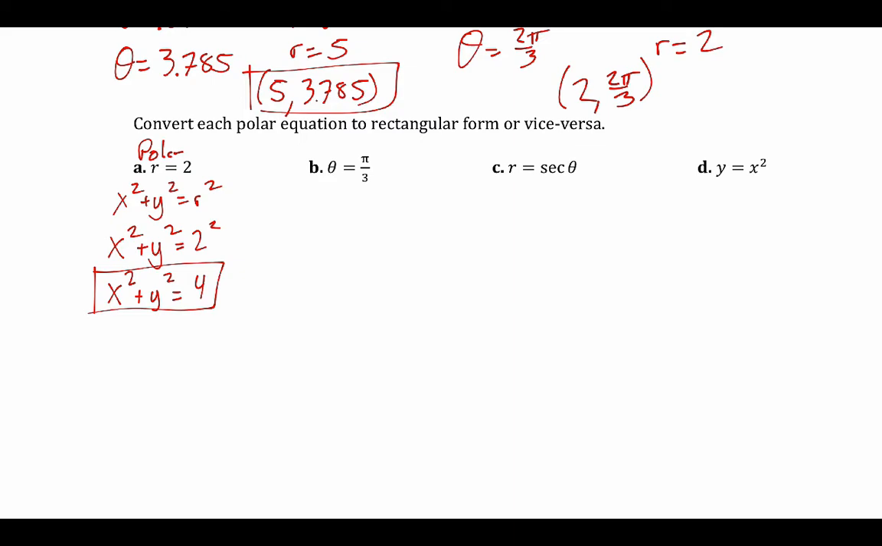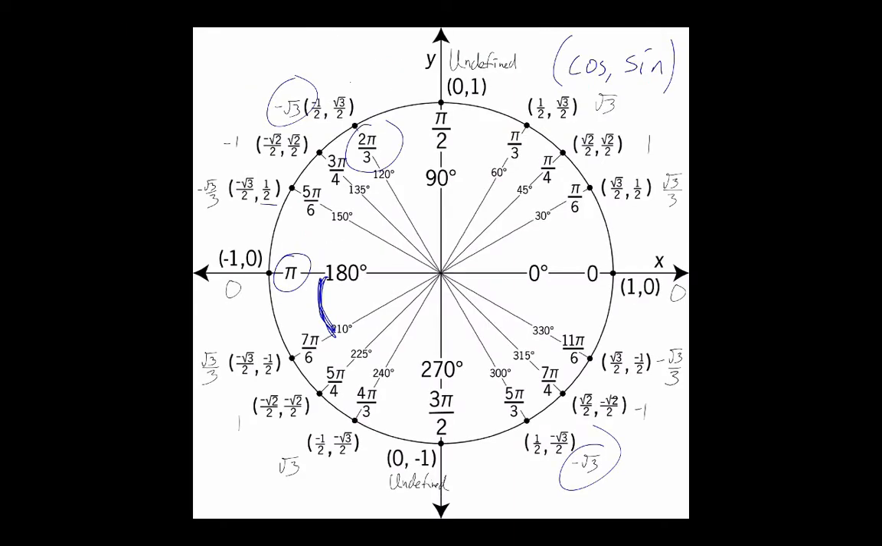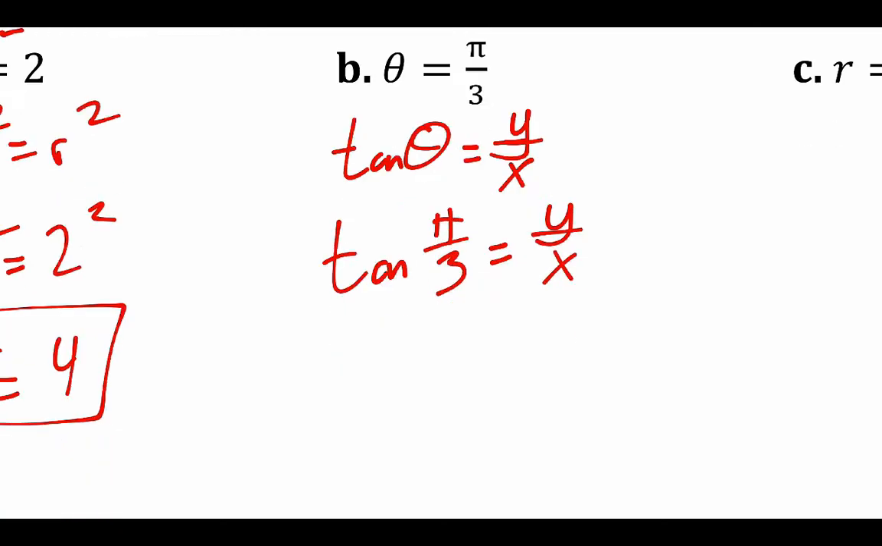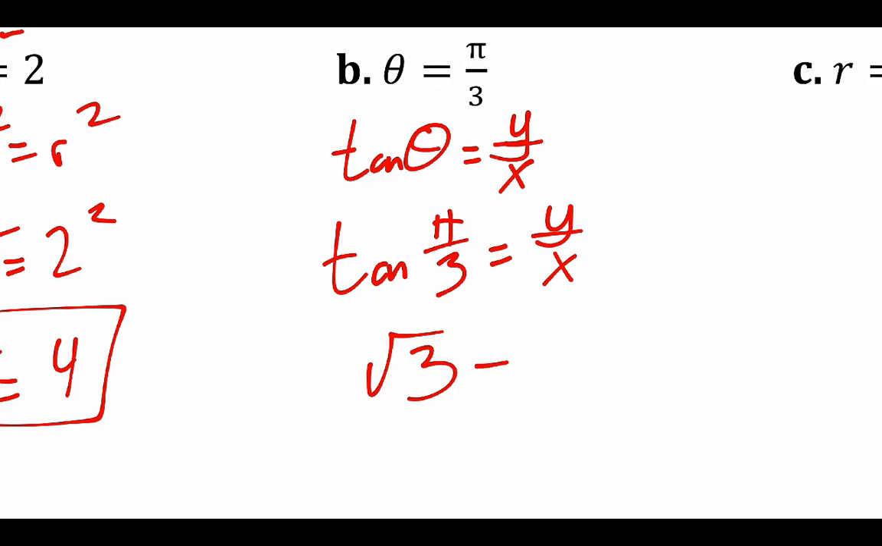Now b, we've got an angle measure of pi over 3. Going from polar to rectangular, we know the tangent of an angle is equal to the y value over the x value. Plugging in that angle, the tangent of pi over 3 is equal to y over x. Going back to the unit circle, at pi over 3, the tangent is just the square root of 3. So we have the square root of 3 equals y over x.